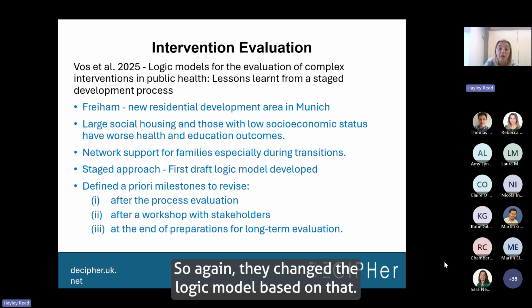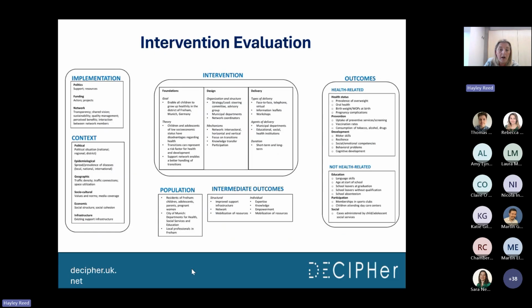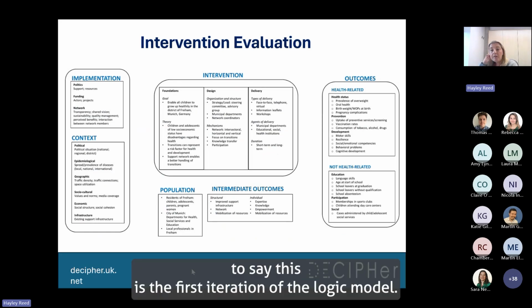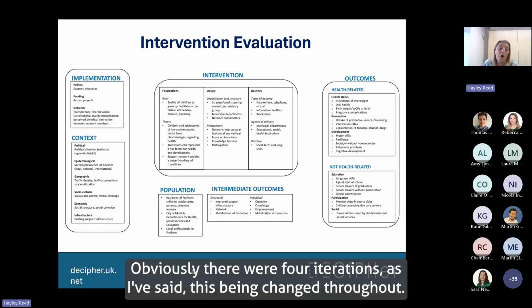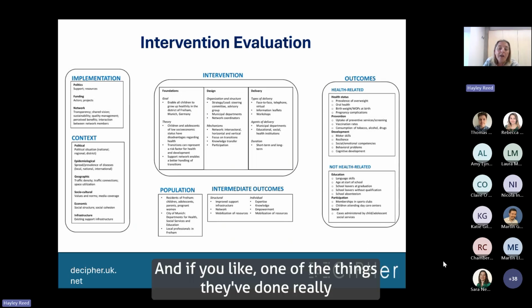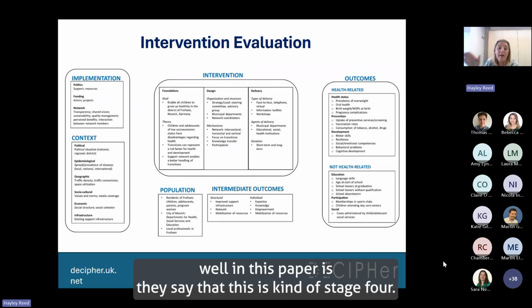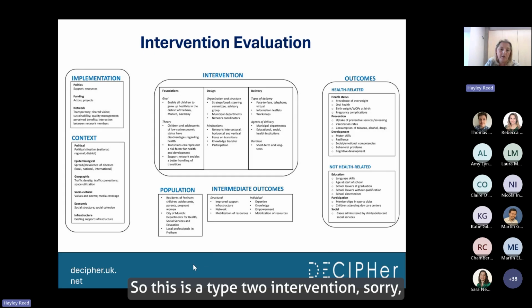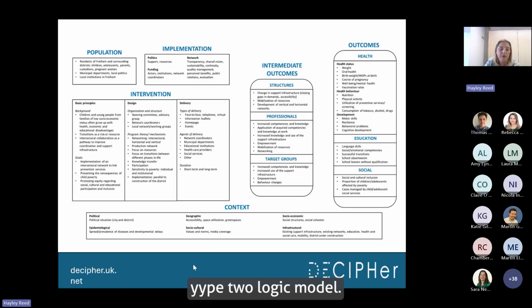So again, they changed the logic model based on that. And just to say, this is the first iteration of the logic model. Obviously, there were 4 iterations because I've said it's been changed throughout. And one of the things they've done really well in this paper is then say that this is kind of stage 4. So this is a type 2 intervention, sorry, a type 2 logic model.